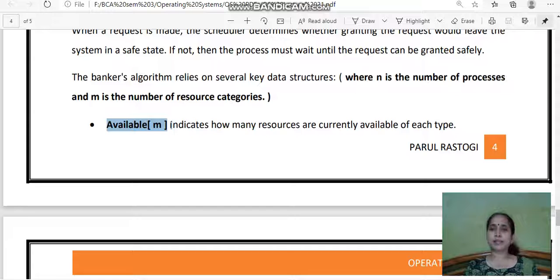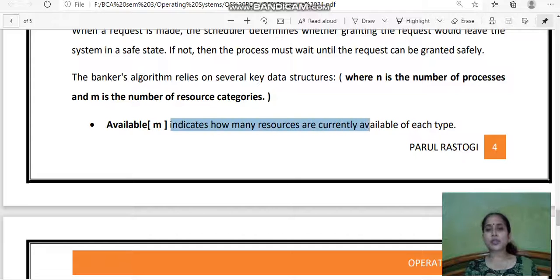Available m, that is the array, single dimensional array, which will hold the list of resources, indicates how many resources currently available of each type, right? तो अगर there are 3 types of resources, तो available matrix का size क्या होगा? 3, और resources के numbers क्या होंगे? resource 0, resource 1 and resource 2.